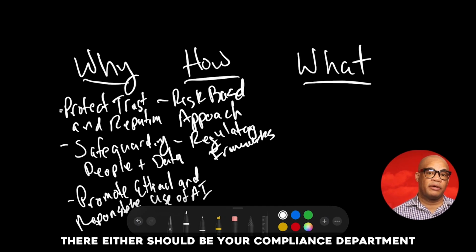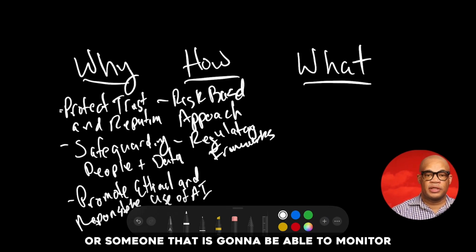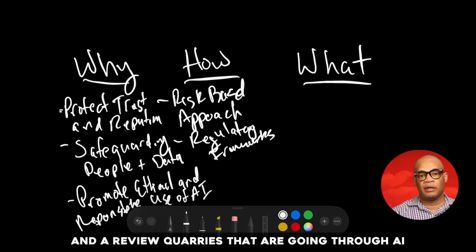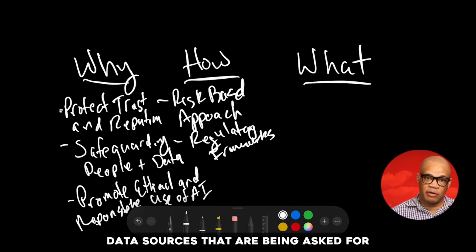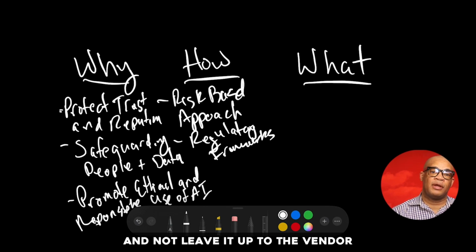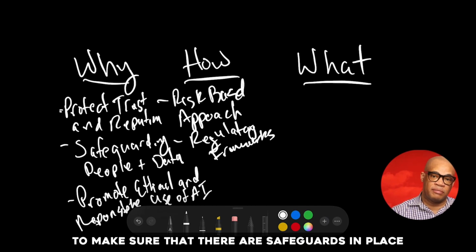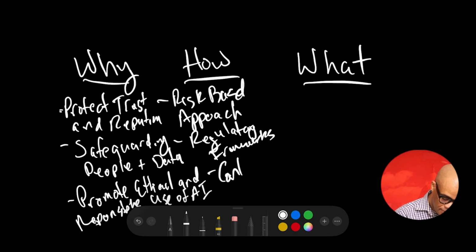And more importantly, there either should be your compliance department responsible for AI, or someone that is going to be able to monitor and review queries that are going through AI, questions that are being asked, data sources that are being asked for to be connected to AI. This should be done by someone and not leave it up to the vendor to make sure that there are safeguards in place. Which leads me to the third one, continuous monitoring and education.